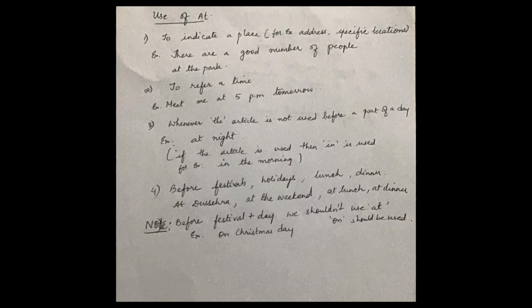Whenever a festival and a day come together, then we don't use at before it. Without day, we use at before the festivals. If the name of the festival and the day are given, we use on before it. On Christmas Day. On Diwali Day. On Easter Day. So, whenever day is given along with the festival, we use the preposition on, and only if the festival is given, we use at. So, have you understood the usage of at?